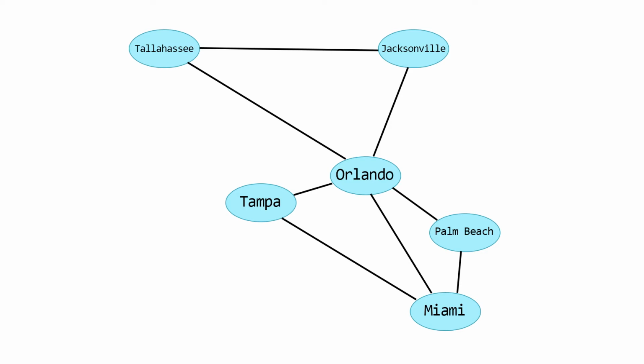We have something called directed and undirected graphs. Here's an undirected graph because we aren't using arrows to denote one-way relationships between the vertices. This is an example of a directed graph because we only go in one direction from each city.